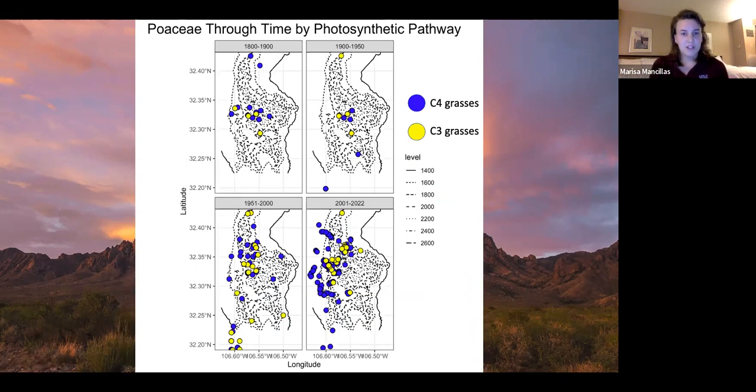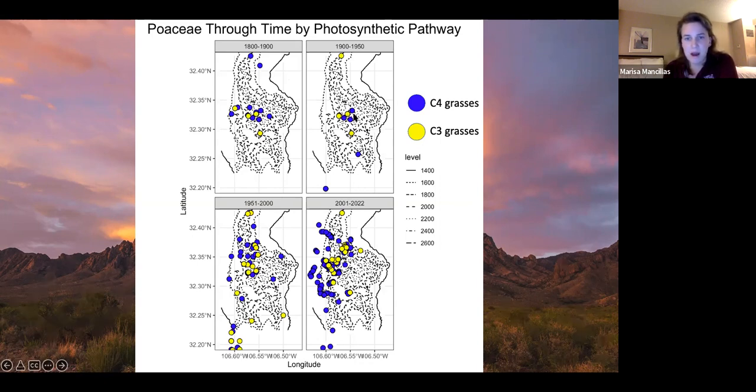This is another figure that shows the same dynamic, but spatially in a map. So we have our C3 grasses in yellow and our C4 grasses in blue. Each of these boxes is a time period, 1800 to 1900, and then in increments of 50 until we get to 2001 to 2022. And these lines represent elevation contours. So we can see, even from the oldest map, that the C3 grasses are just better represented in these higher elevations.